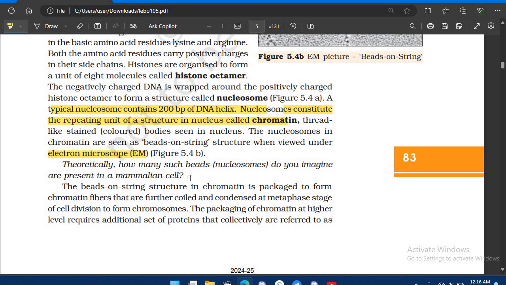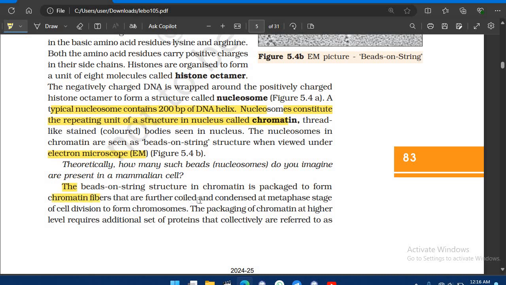Theoretically, how many such beads, that is nucleosomes, do you imagine are present in a mammalian cell? The beads on a string structure in chromatin is packaged to form the chromatin fiber.